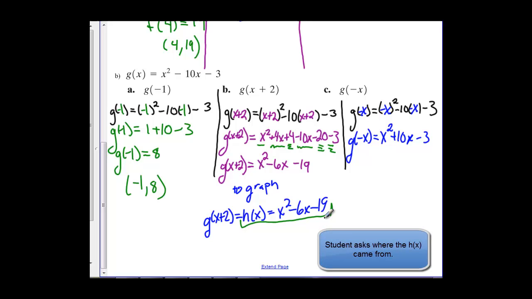Good question. I made it up. Yes. So I decided, instead of having g of x plus 2, we'll just make it easier and make it h of x. So it's no different than f of x or really any other sort of substitution. Try not to explain it to the point it makes less sense, so I'll stop.